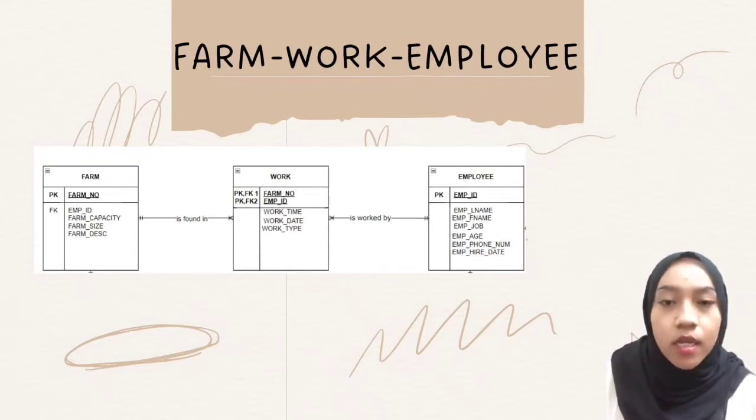So work is the new entity that we create for many-to-many relationship as shown above. So now it's become one-to-many relationship. Lastly, the relationship strength is strong because primary key related to entity that contains primary key of another entity.